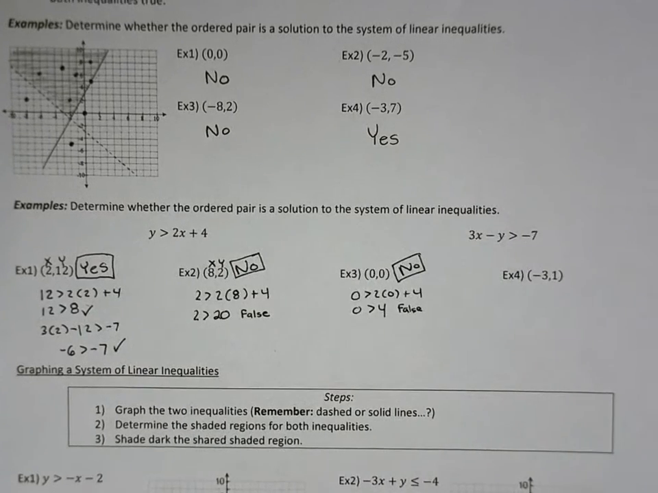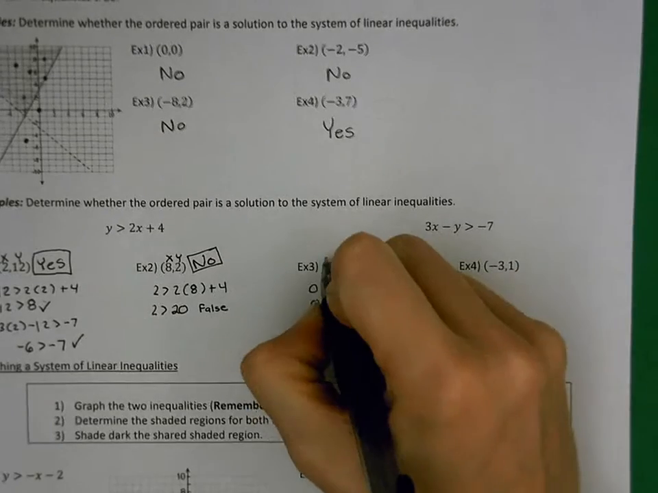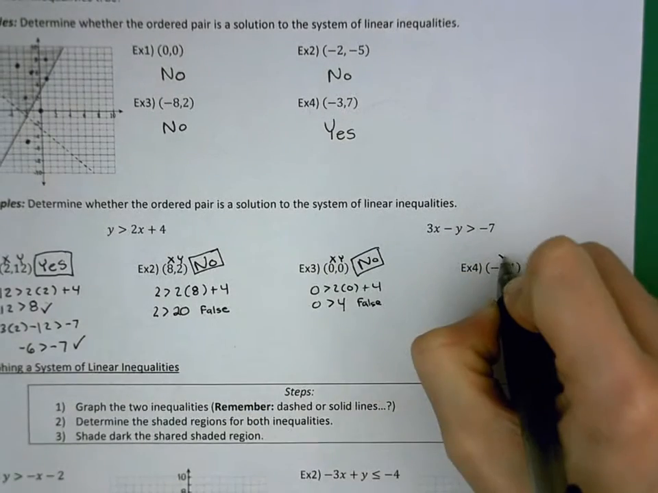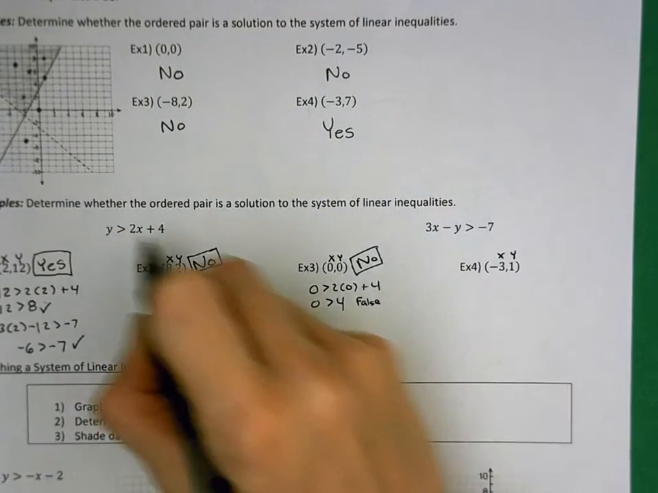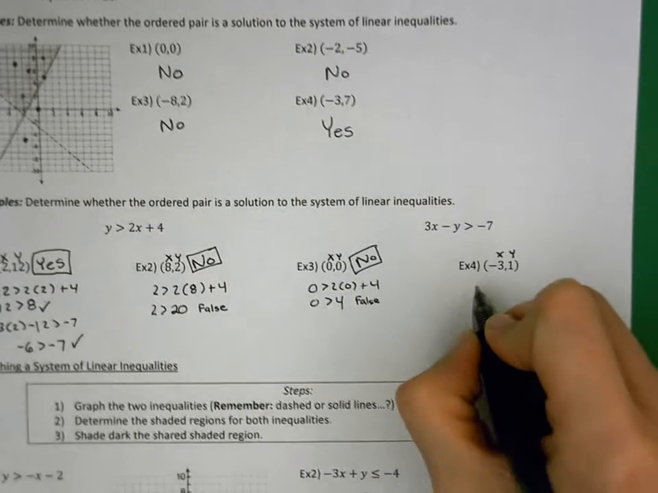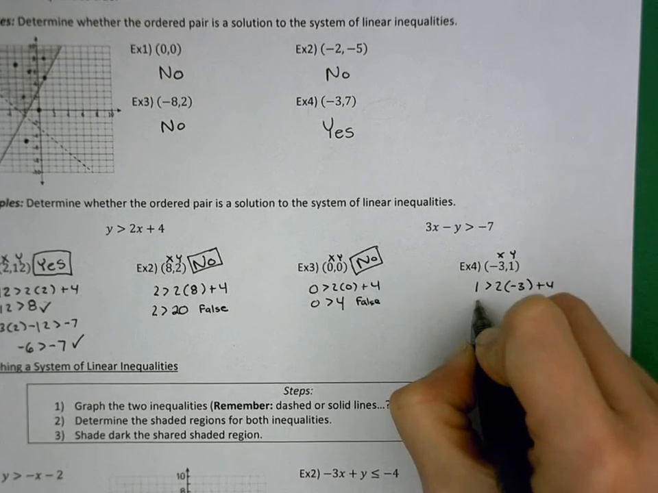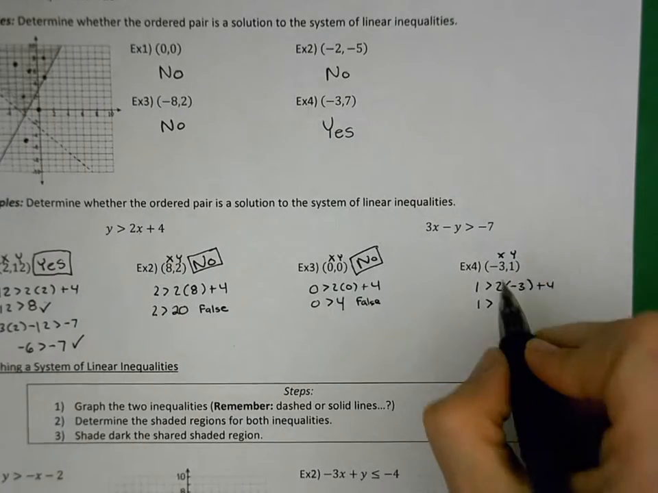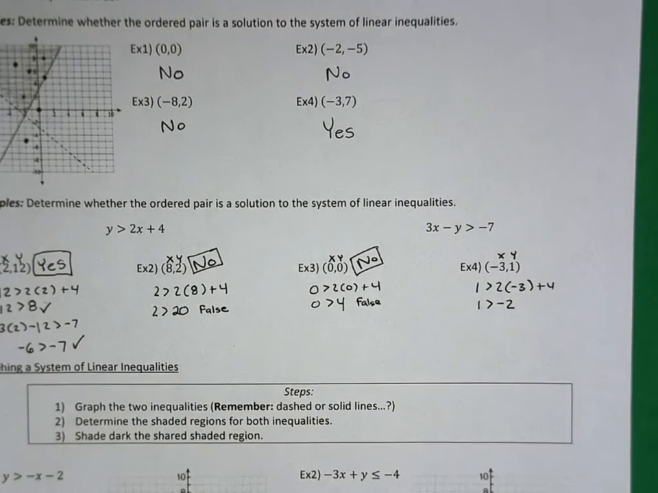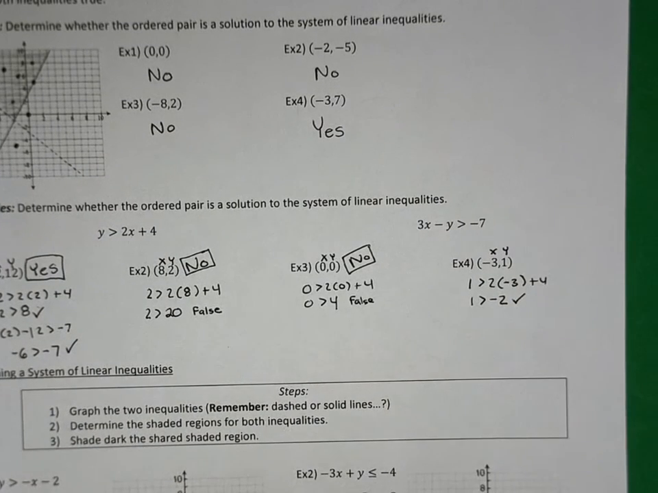Okay, last one here. We have negative 3, 1. So I'm going to go ahead and plug in my x and my y here. Plugging in negative 3 into the x, 1 into the y. We get 1 is greater than 2 times negative 3 plus 4. 2 times negative 3 is negative 6, plus 4 is negative 2. Is 1 greater than negative 2? It is. So we're going to go ahead and check the other one now, because remember it's got to make both true.